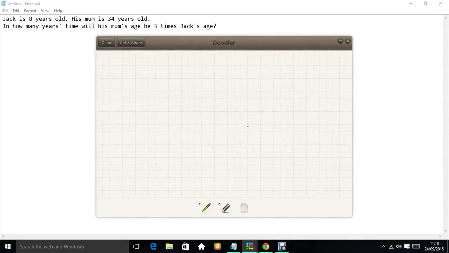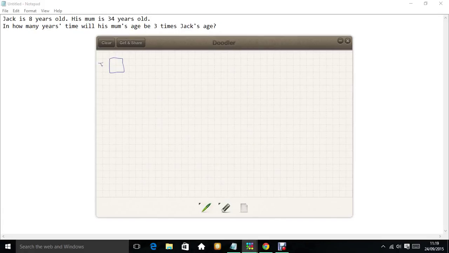Jack is 8 years old. His mum is 34 years old. In how many years' time will his mum's age be three times Jack's age? I'm going to show you two methods of solving this, and the first is by drawing a model.